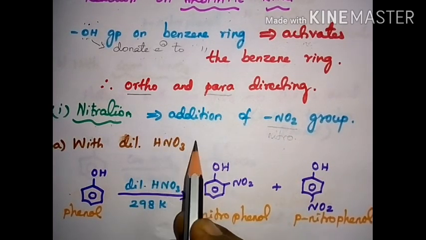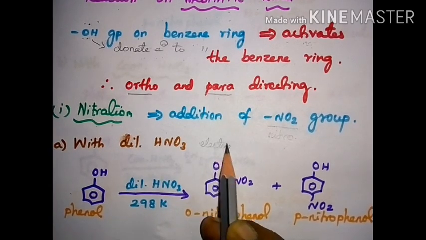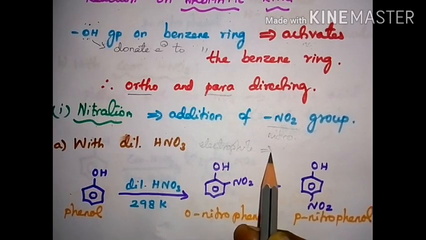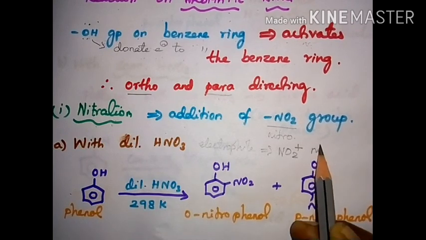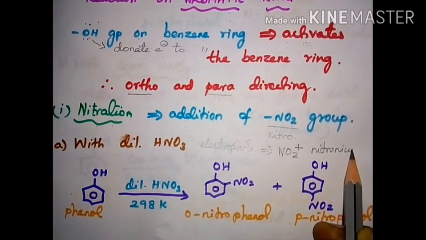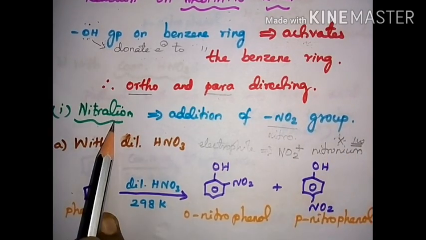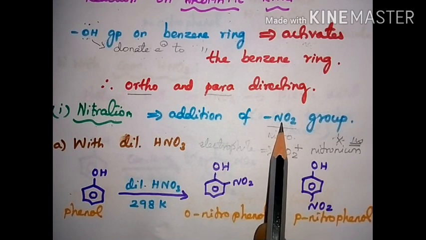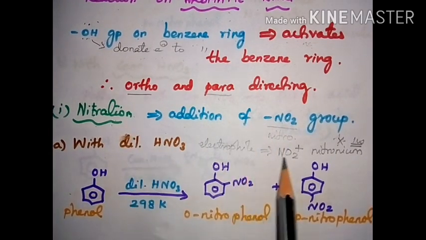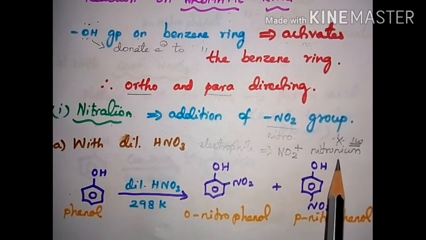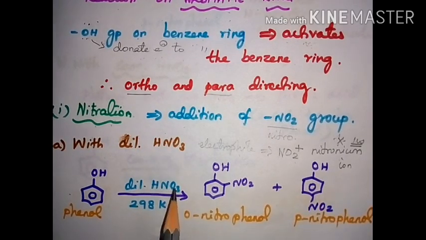And here, what is the electrophile in the nitration? It is nothing but NO2 plus. It is called the nitronium ion. This is the electrophile. So in nitration, which group is added to the benzene ring? NO2. The electrophile here is NO2 plus, which is called the nitronium ion.